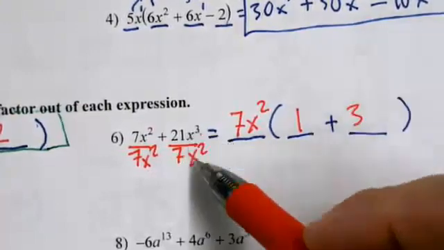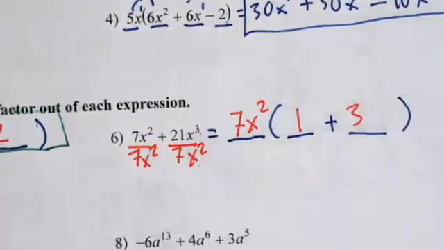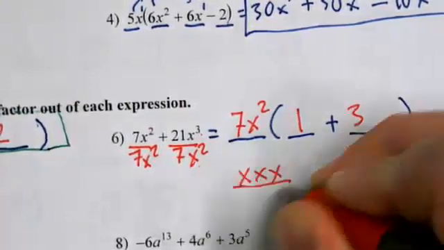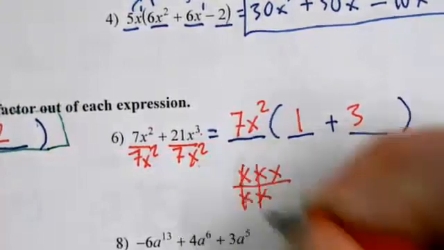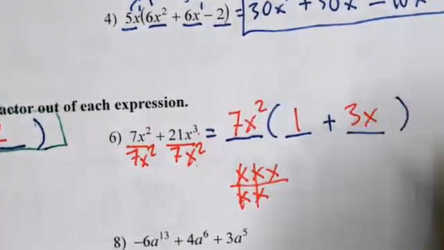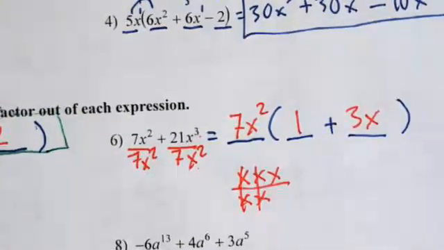X to the third divided by x to the second. Remember, when you do this, that's 3 x's divided by 2 x's. You'd cancel those x's top and bottom. You would have a single x left over. We think that's our answer, but let's double check.